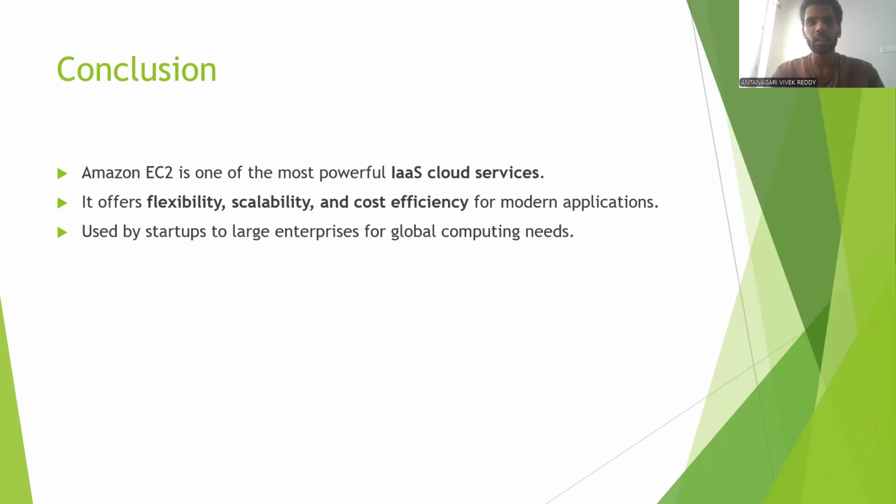And the conclusion is that Amazon EC2 is one of the most powerful IaaS cloud services. It offers features like flexibility and scalability, and it is cost efficient for modern applications. It is used mostly by startups to large enterprises for global computing needs.